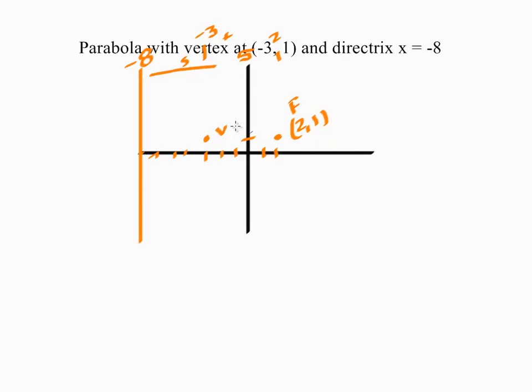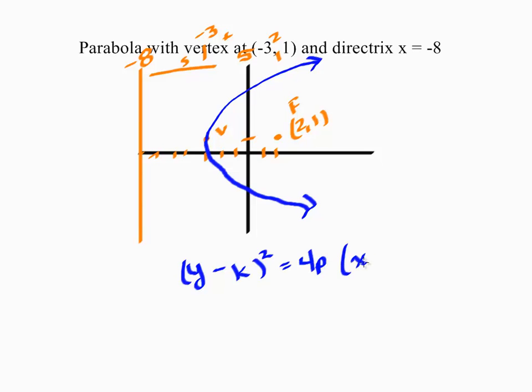So let's go ahead and just kind of draw my general parabola. And now we need the vertex, which is negative 3, 1. And remember, we're opening to the right, so let's do the general format. Opening to the right is y minus k equals 4p times x minus h. Well, this is my h, this is my k, so when I start substituting stuff in here, I have y minus my y coordinate, which is 1, squared, equals, we'll figure out our p here in a second, x minus a negative 3, or x plus 3.